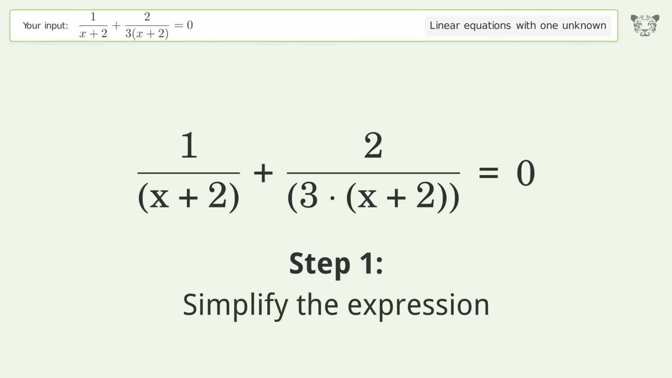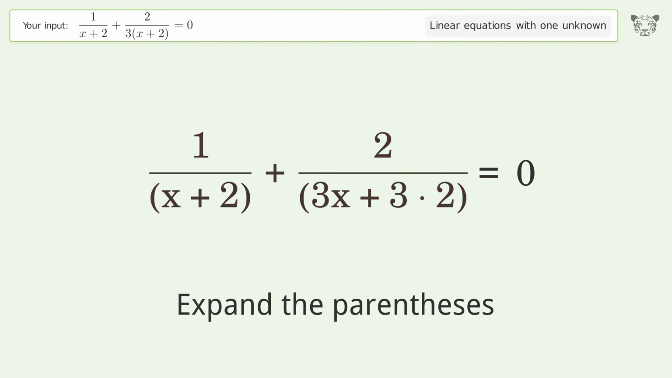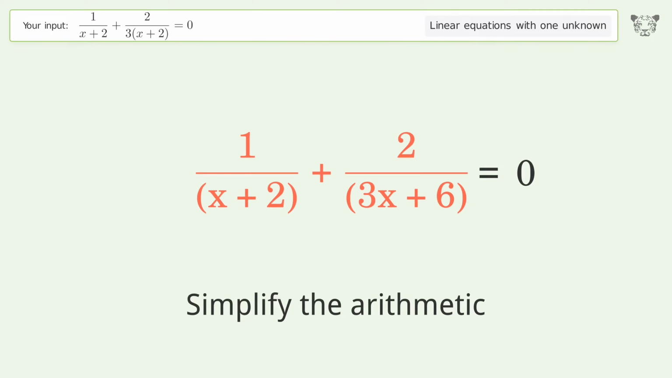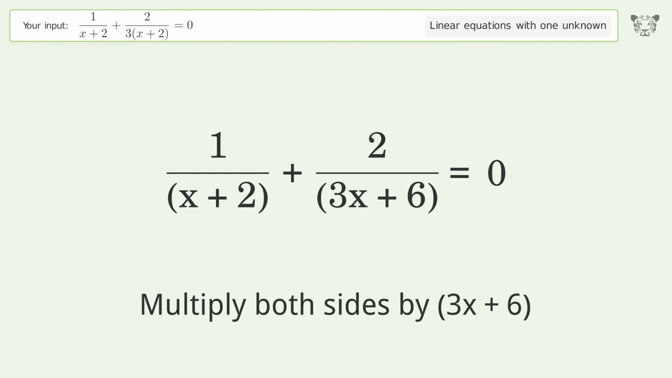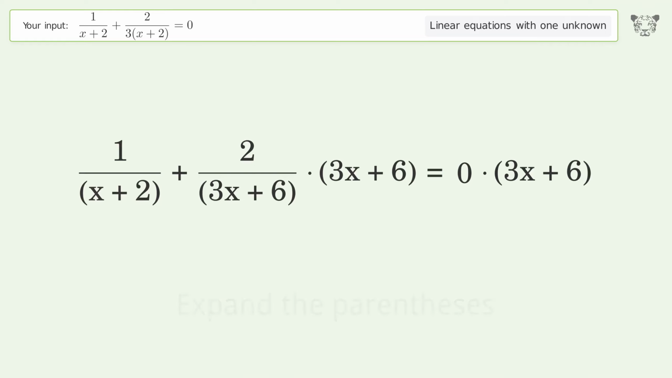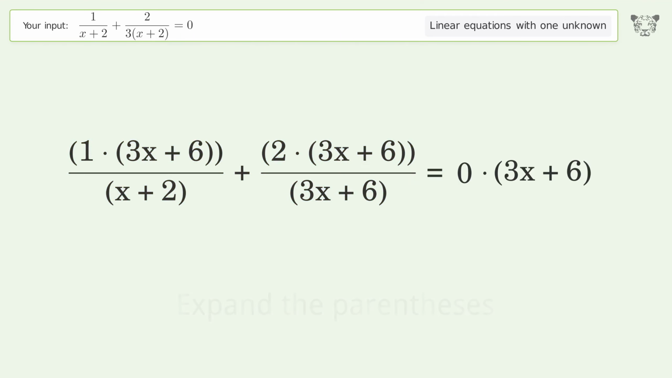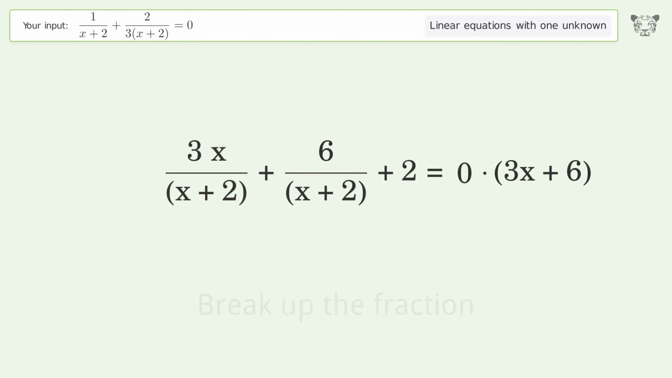Simplify the expression. Expand the parentheses. Simplify the arithmetic. Isolate the x. Multiply both sides by 3x plus 6. Expand the parentheses. Break up the fraction. Multiply by 0.